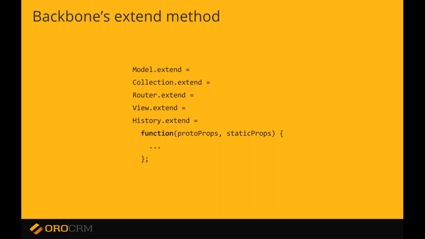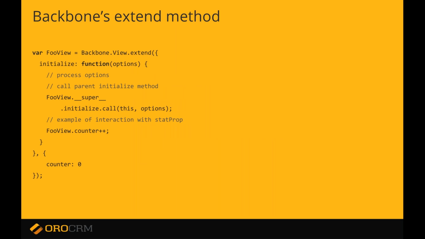and provide specific methods for our custom view, model, or collection. So let's review how it works. For example, we want to create our custom view and inherit it from a Backbone view. For that, we have to call the extend method of Backbone.View and provide some prototype and static methods and properties. The first argument is an object with prototype properties, and the second is an object with static properties and methods.